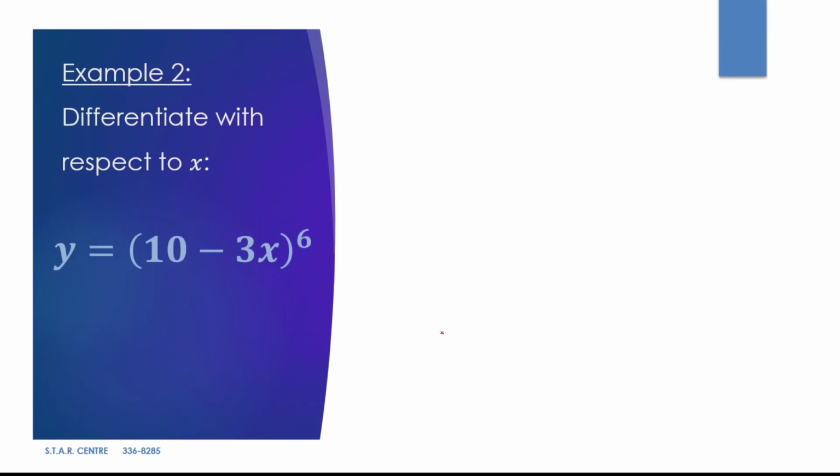Example 2, differentiate with respect to x. We have y equals (10 minus 3x) to the power of 6. Now remember, our rule is for differentiating something in the form (ax plus b) to the power of n. Notice that the a is in front of the x, so a is the coefficient of x. In this case, it's written with the x term second. So the a value is what is in front of x, the coefficient of x, and that's minus 3. So minus 3 would be a, b is the 10, and 6 is n.